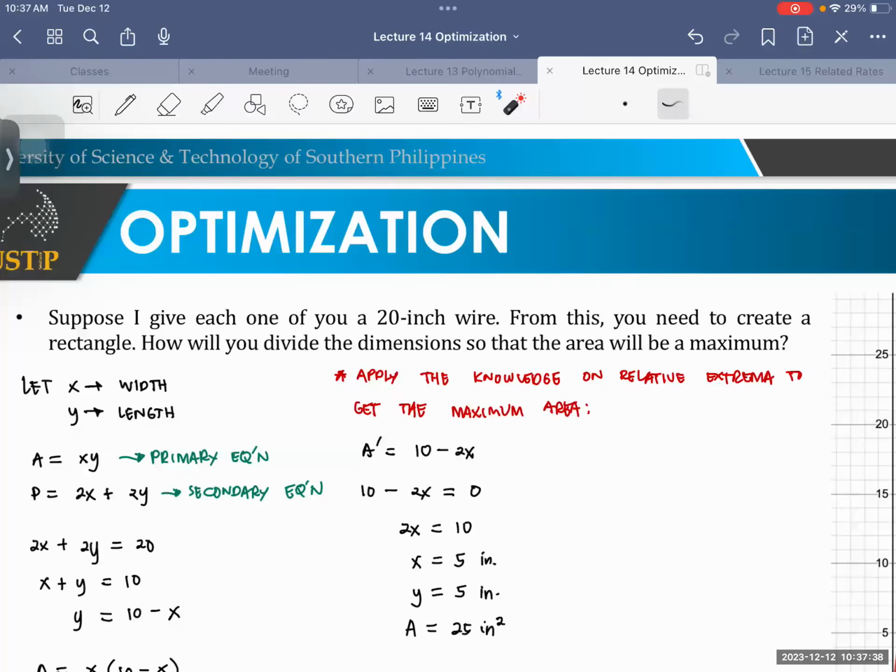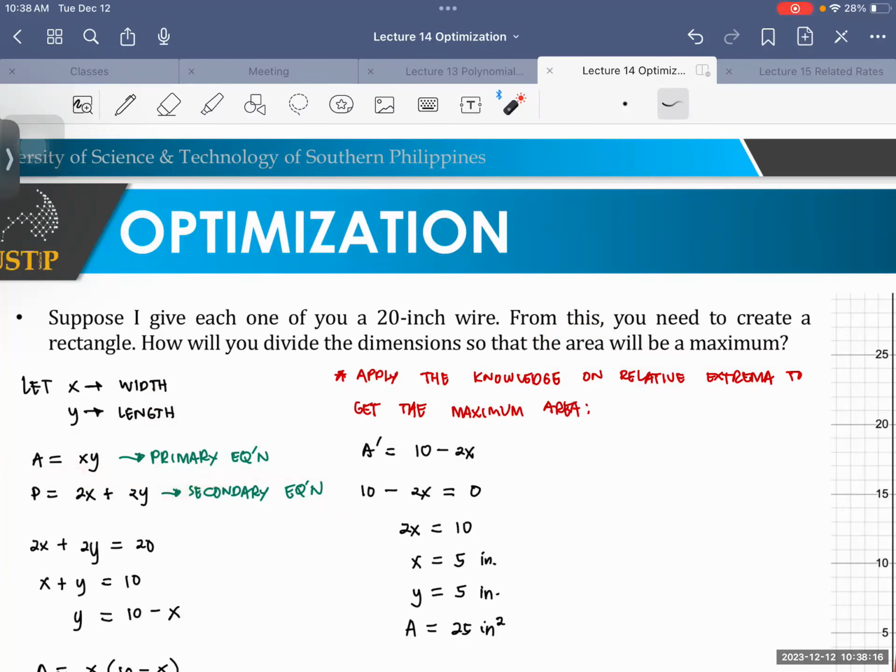Okay, let's start first with letting variables. Okay? Let x be the width sa rectangle and y be the length. Okay? So, of course, we have a primary equation. When you say primary equation, kini ang equation nga pinakagamit. And we are asked for the area, the dimension nga maka-maximize sa area. So, atong primary equation must be the equation for the area. Now, the area will be x times y, which is width times length. Mao ni ang primary equation.